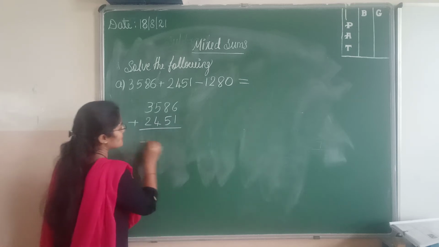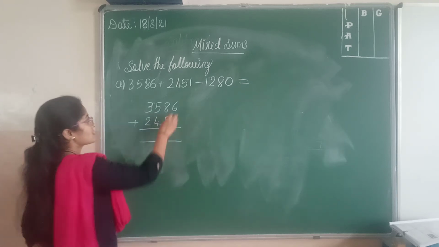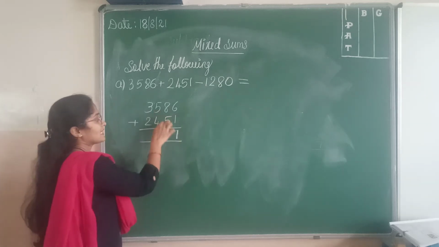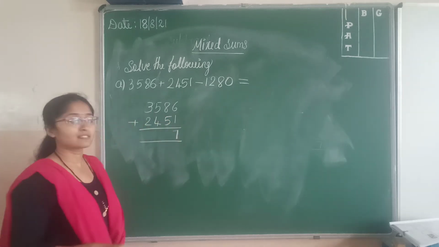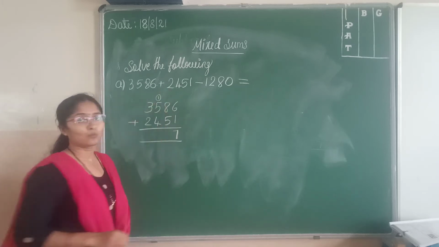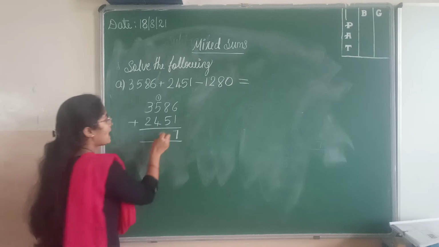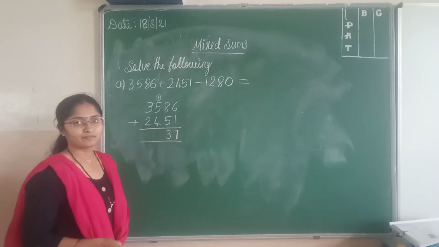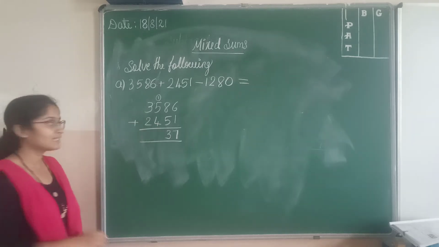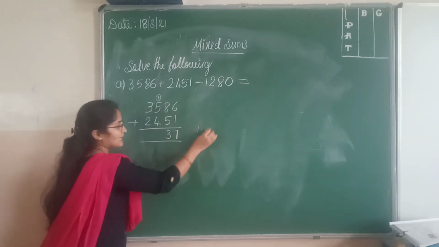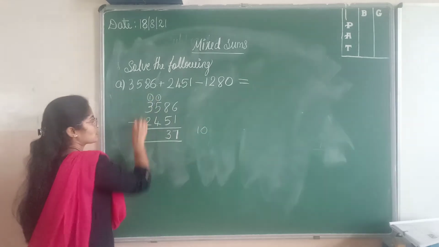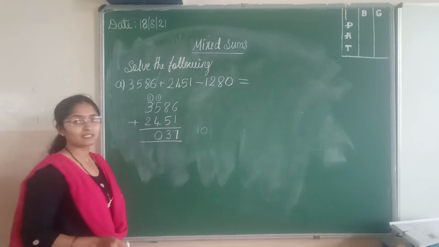So let us add, children, from the ones place, that is 6 plus 1. 6 plus 1 is 7 and 8 plus 5. 8 plus 5 is 13. In 13 we need to carry the tens place number 1 to the next place value and write number 3 down. Okay. And now 5 plus 4. 5 plus 4 is 9 and plus 1 is 10. Again here in 10, carry the tens place number to the next place value and write 0 down.